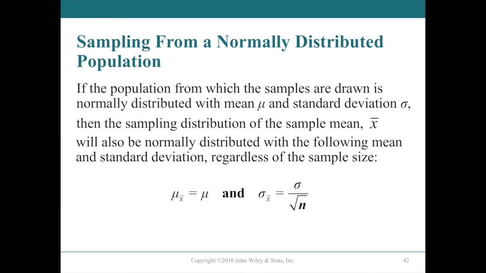So if you're normal already, and we do have to tell you to assume normality, then you don't have to worry about it anymore. If the population from which the samples are drawn is normally distributed, and you have a mu and a standard deviation, then the sampling distribution of the sample mean x bar will also be normal, regardless of the sample size. Of course, n better be 2 for it to mean anything, but when it's 2 or more, you're good.